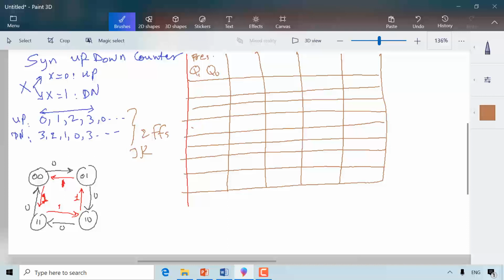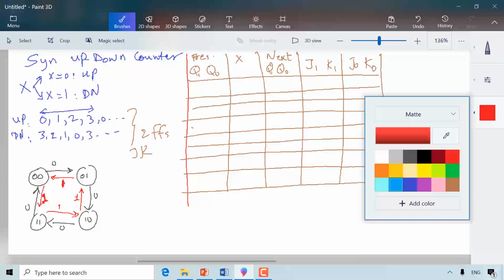And my input is X. So this is my input, and next state is what? Is Q1, Q0, and then I have to find out the inputs J1, K1, J0, and K0. Now, so let's see, take these inputs.